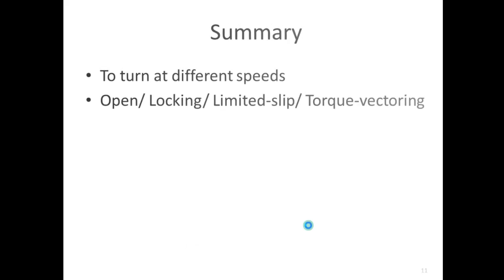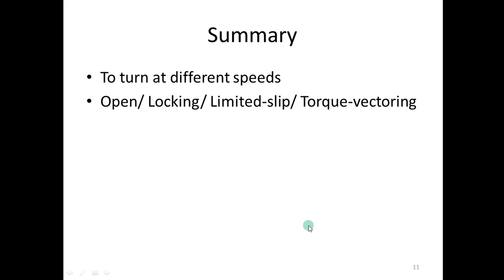So let's conclude this video. In summary, the requirement of the differential is to turn the wheels at different speeds. There are 4 types of differential: open differential, locking differential, limited slip, and torque vectoring. The open differential is the common one, and the locking differential you can see in 4-wheel drive vehicles, and the others are in other vehicles. You can search on YouTube or Google.